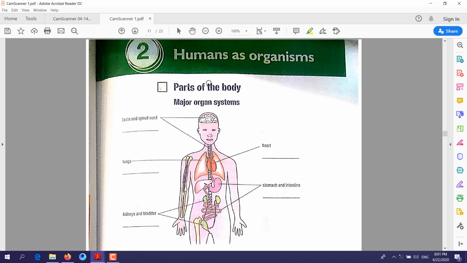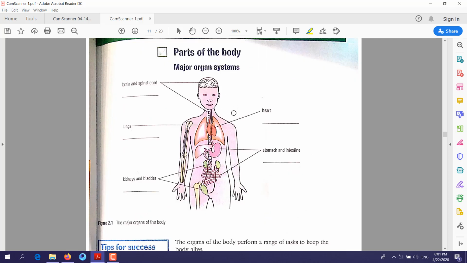Unit 2, Humans as Organisms. Firstly, in this unit, we will talk about the human.